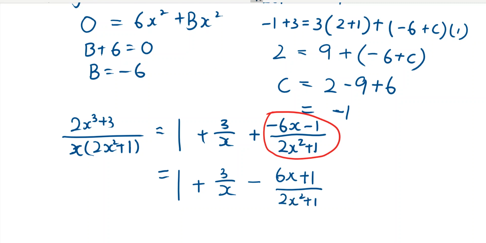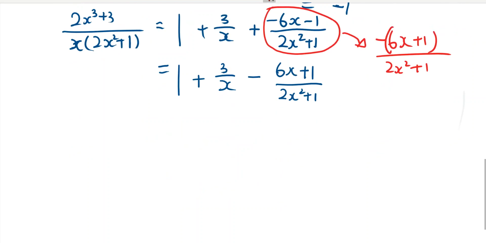If some of you are puzzled on how I get this, it's because my numerator will be negative 6 bracket 6x plus 1 over 2x squared plus 1. So this negative sign will go out. This is how we form the answer.